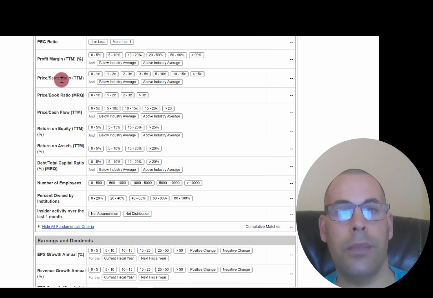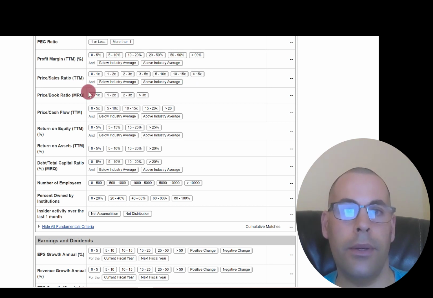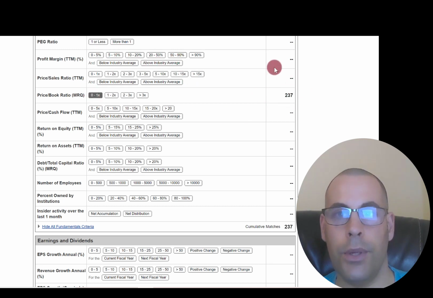Price sales ratio is price of stock over sales per share. I like to see between 2 and 3, but of course the lower the better. And you could pick everything between 0 and 3. Price to book ratio is stock price over book value per share. And also the lower the better for this. And generally the lower the better, so you can pick 0 to 1 and see which companies come up and look at those companies.